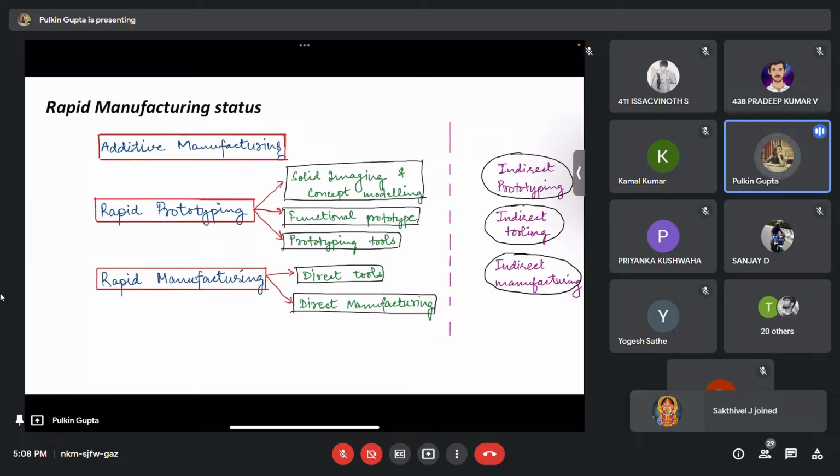So what is currently the status of rapid manufacturing right now? So we have additive manufacturing as the technology which is used to achieve rapid prototyping and rapid manufacturing. These are basically the application parts of this particular additive manufacturing technology.